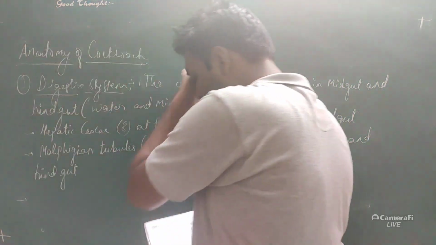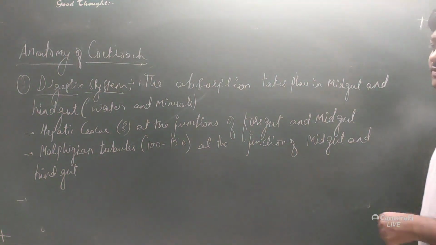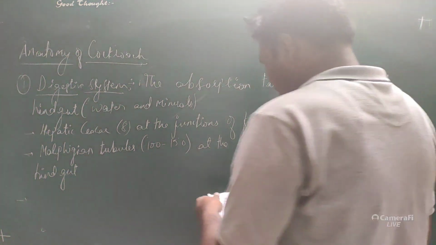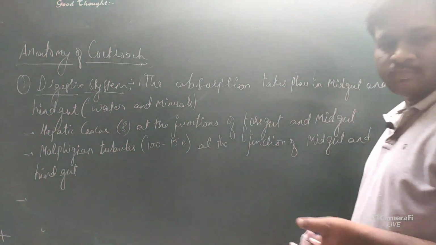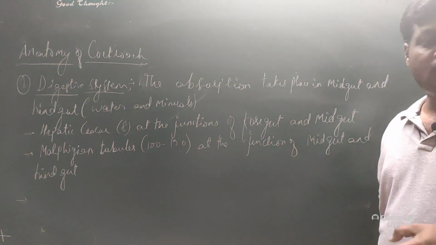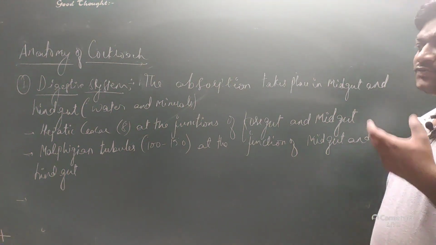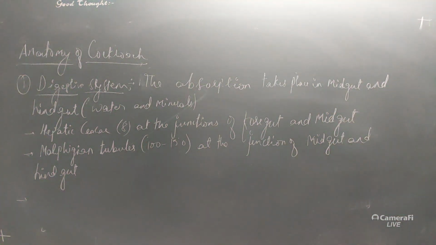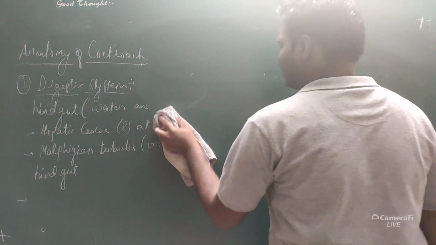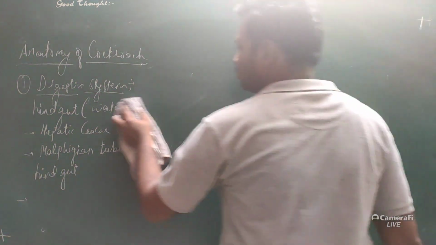Okay, so this is what the digestive system of the cockroach is, which consists basically of the foregut, midgut and hindgut. All the processes of digestion as well as absorption take place within these parts. So let's see the diagrammatic view to understand these terms. You can pause the video and note down the points.